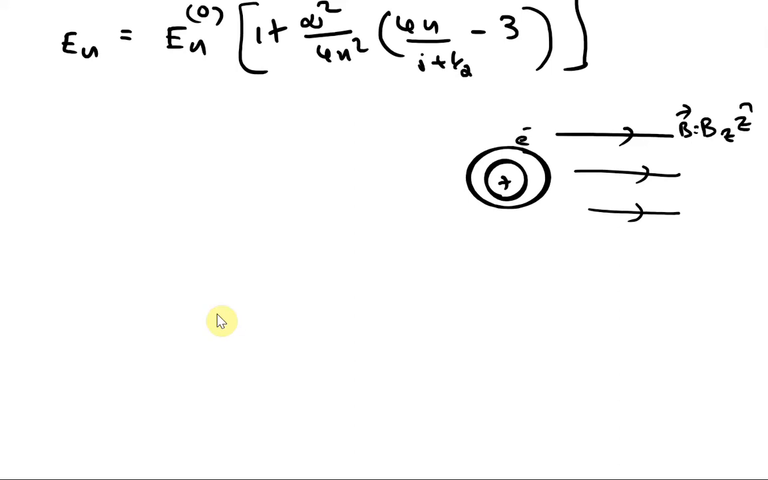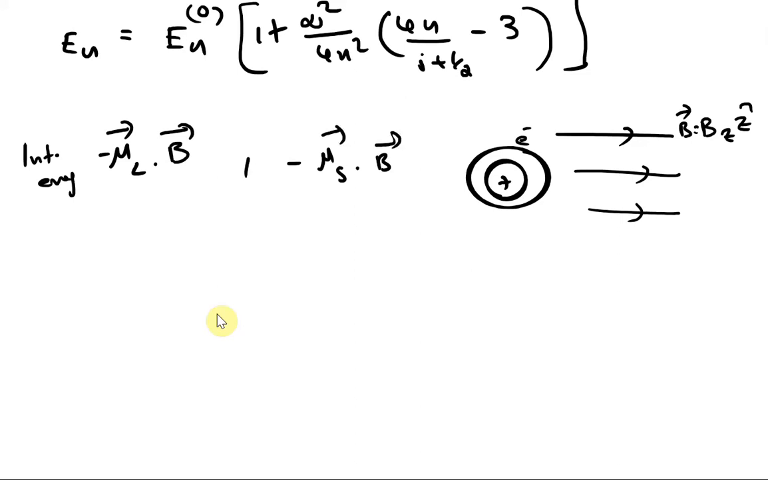If it is due to the magnetic field, the interaction energy is nothing but minus mu_L dot B. Similarly, minus mu_s dot B associated with spin. This is going to be the change in the energy form.